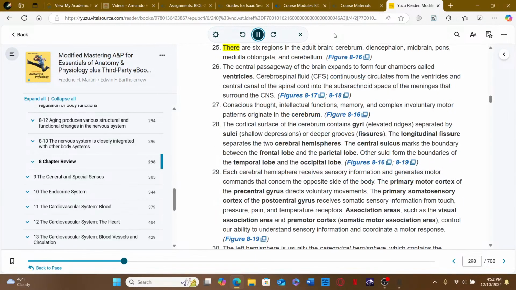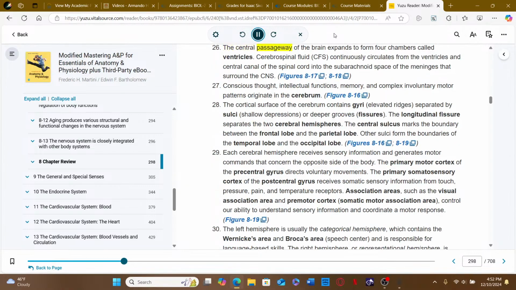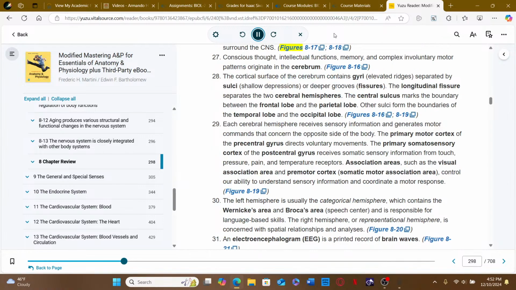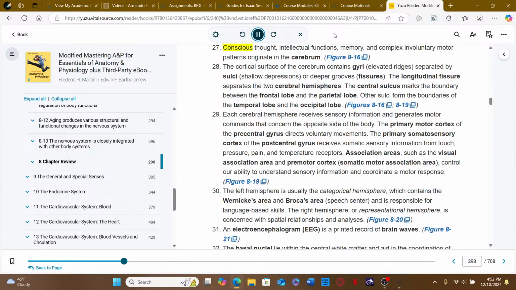Page 266. There are 6 regions in the adult brain: cerebrum, diencephalon, midbrain, pons, medulla oblongata, and cerebellum. Figure 8-16. The central passageway of the brain expands to form 4 chambers called ventricles. Cerebrospinal fluid, CSF, continuously circulates from the ventricles and central canal of the spinal cord into the subarachnoid space of the meninges that surround the CNS. Figures 8-17, 8-18.